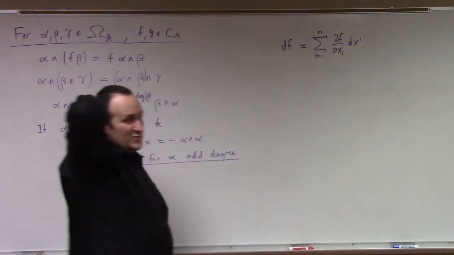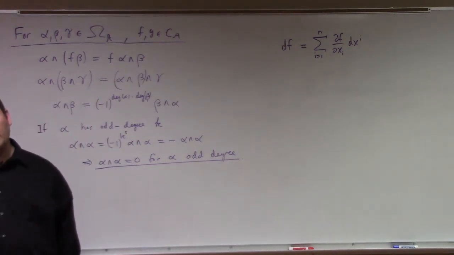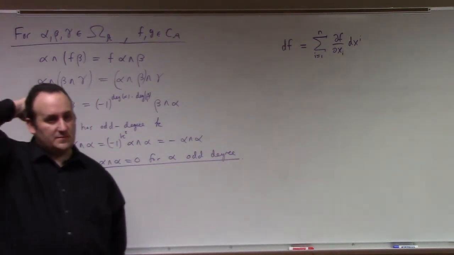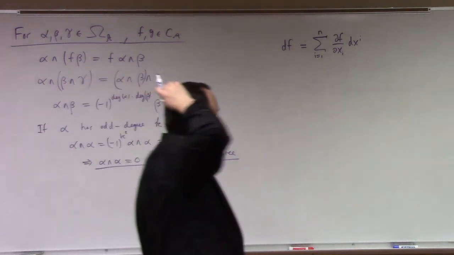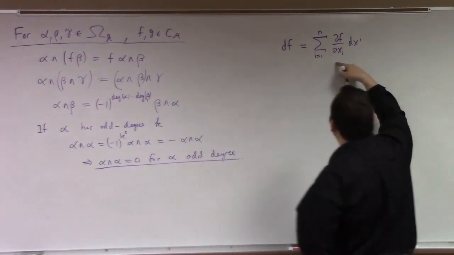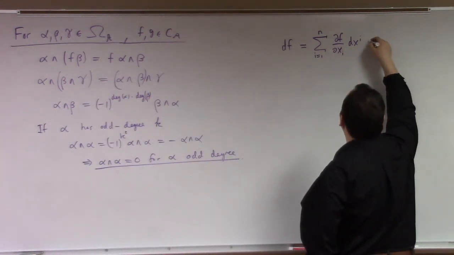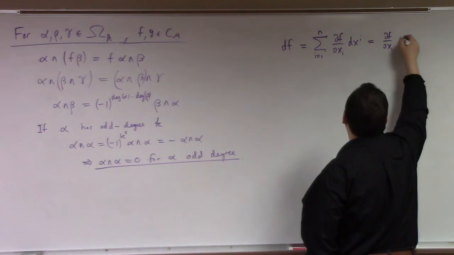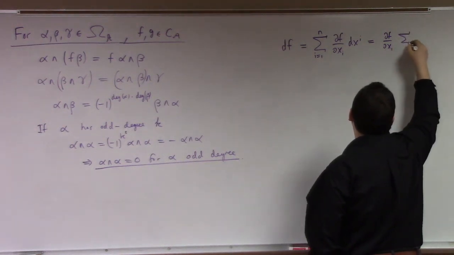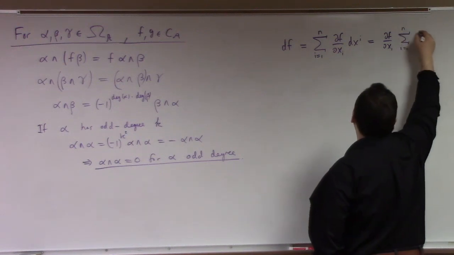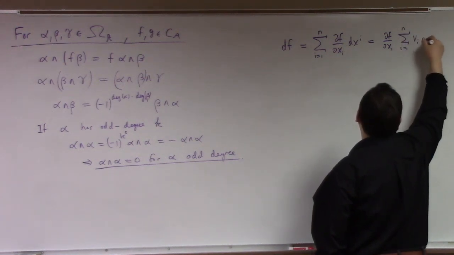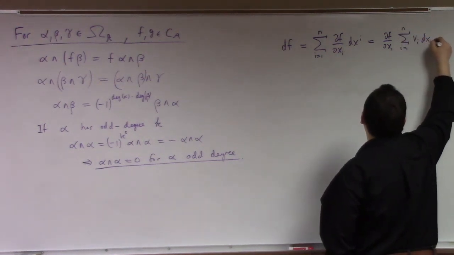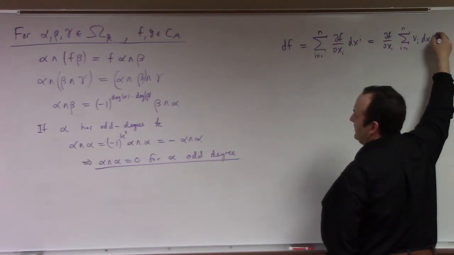But then if we're assuming that it's differentiable, that means a little bit more, doesn't it? That means this actually has the form partial f, partial x_1, the sum, i equals 1 to n, v_i dx_i, right? Oh, I wrote my i's up somehow.